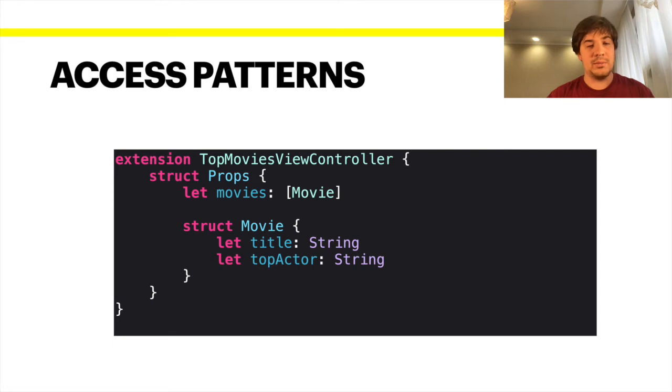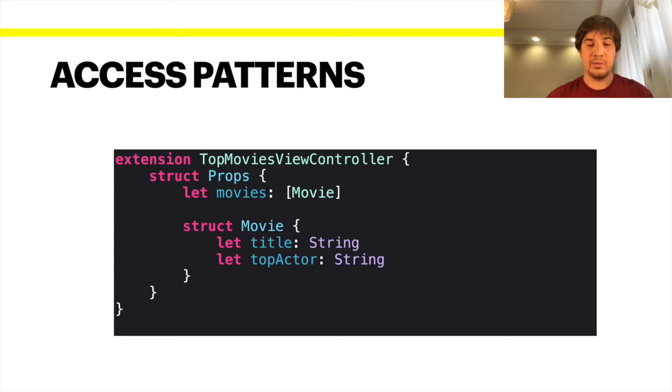So for example, let's imagine that we want to build this view controller and we want to build the props for it. How will it look? These props will contain a list of movies. Every movie will contain two strings, the title of the movie and the top actor for the movie. For those of you who don't know how props work, it's something like a view model for a view controller, which has only data and doesn't have any behavior attached to it. It's the data that the view controller needs to show.